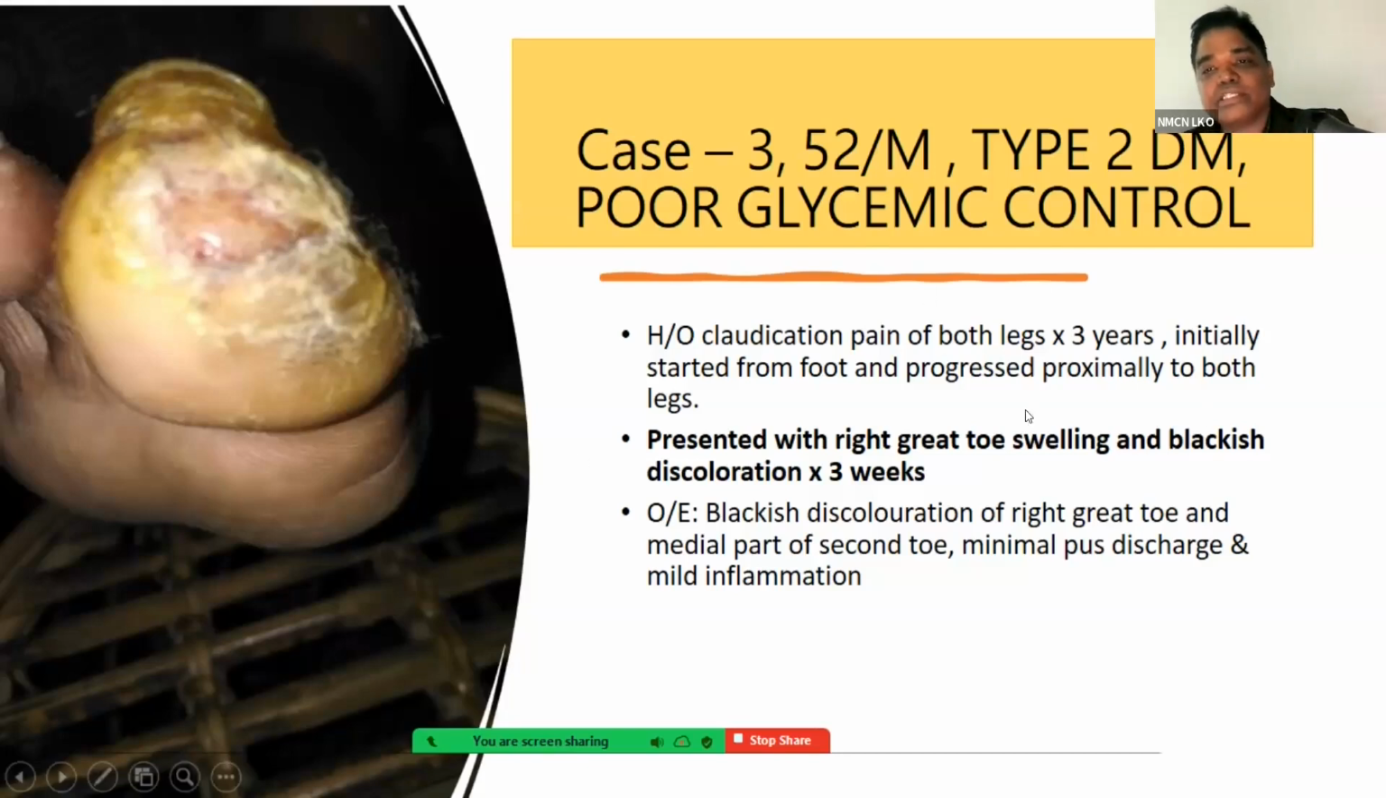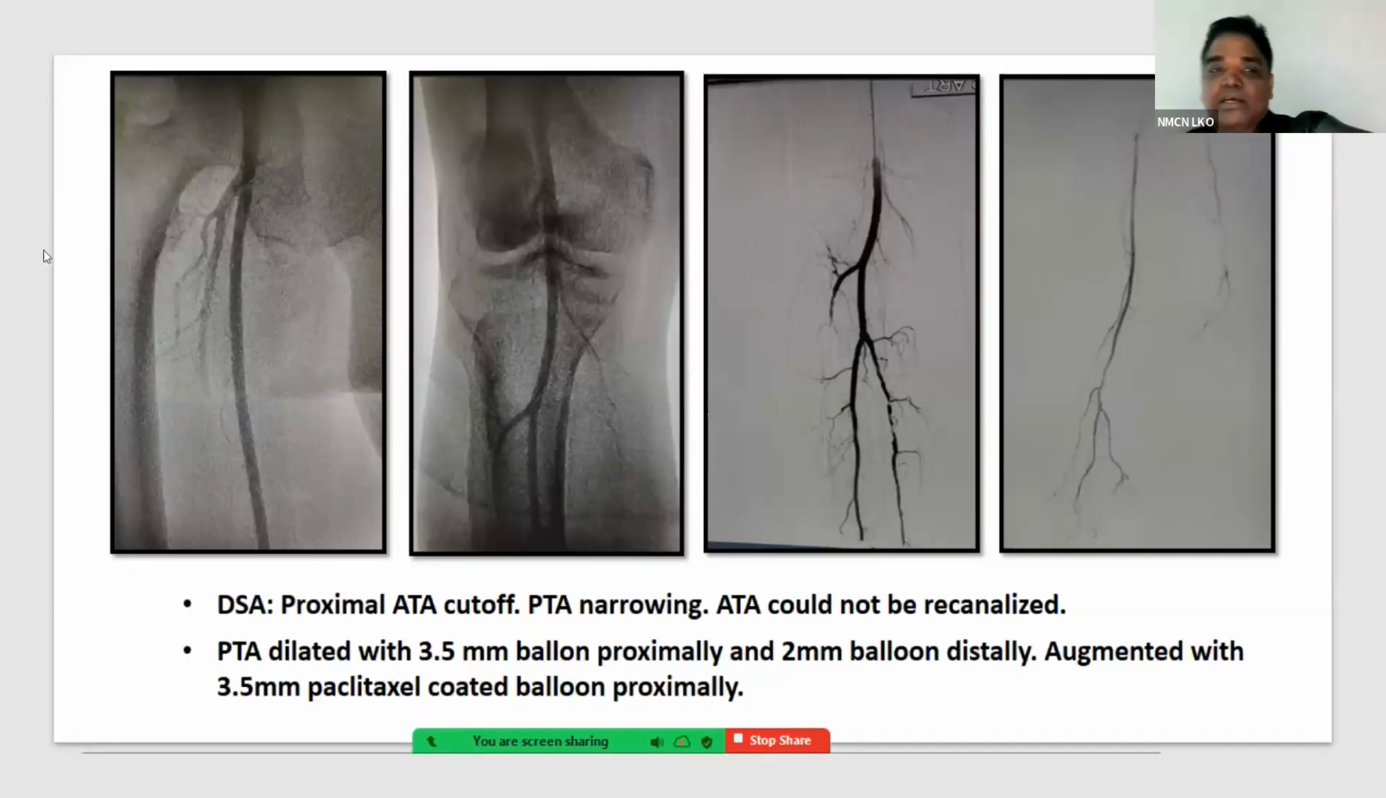This was another case who presented with a grade 2 swelling and some blackish discoloration on his toes with some inflammation. And you can see that the femoral artery is normal, the popliteal arteries are normal, but when you see the leg arteries below the knee, you can see that there's a complete cutoff of the anterior tibial artery, and there are multifocal narrowings in the posterior tibial artery.